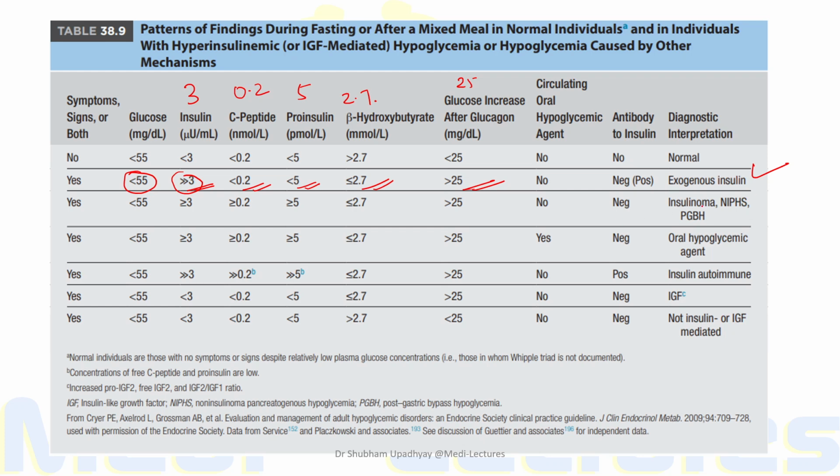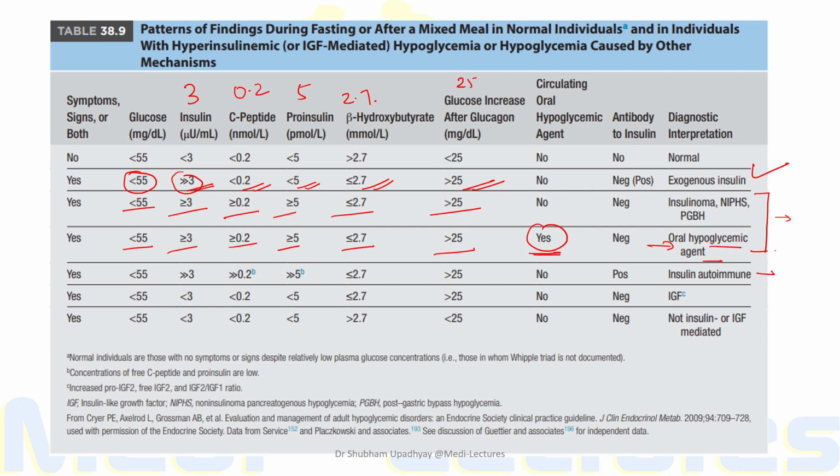Now, insulinoma, non-islet pancreatogenous hypoglycemia, as well as post-gastric bypass, as well as OHAs, all of these will lead to endogenous insulin secretion. So at the time of hypoglycemia, insulin is high, and C-peptide and proinsulin will also be high. Again, it will inhibit ketogenesis, and glucagon can be used for therapy of hypoglycemia. But it is important to note that in OHA patients, the OHA screen will also be positive.